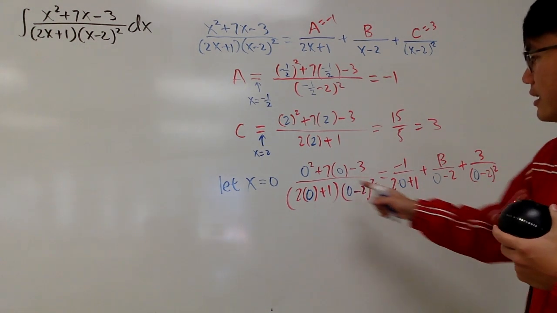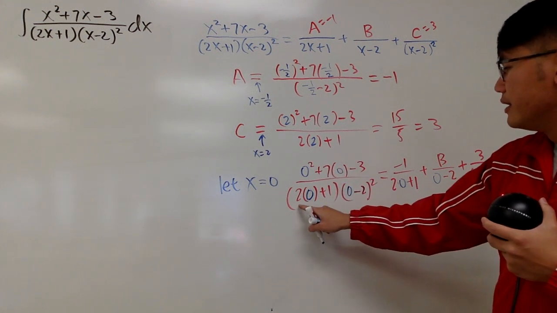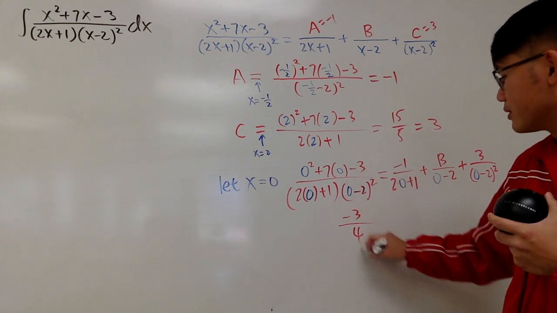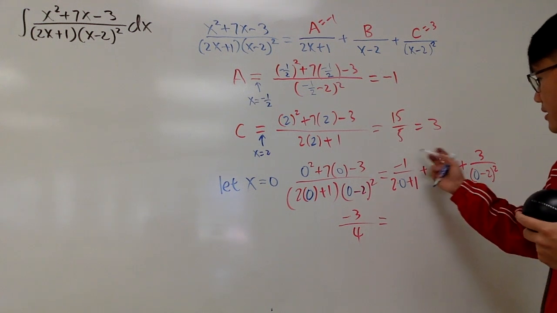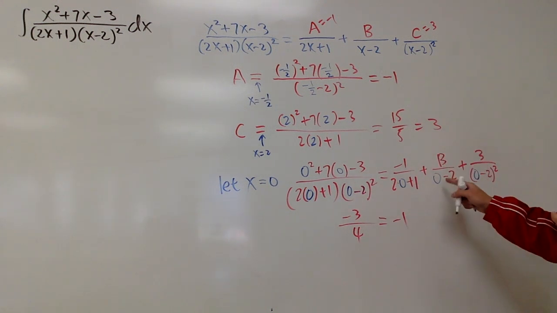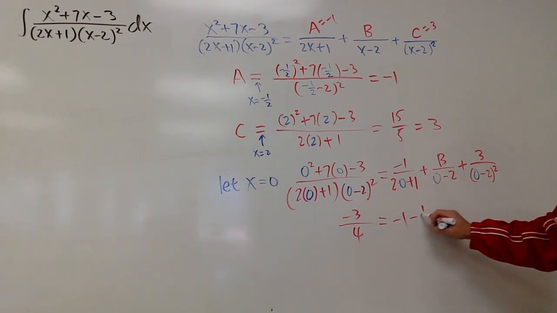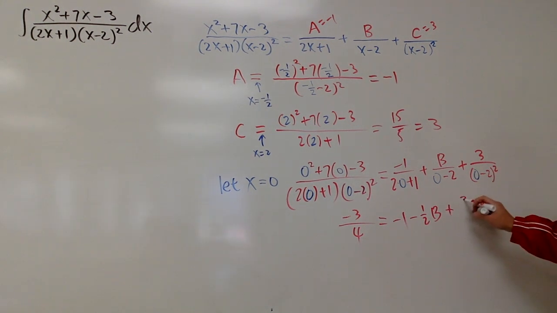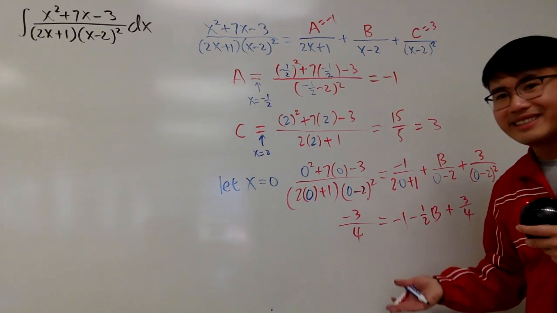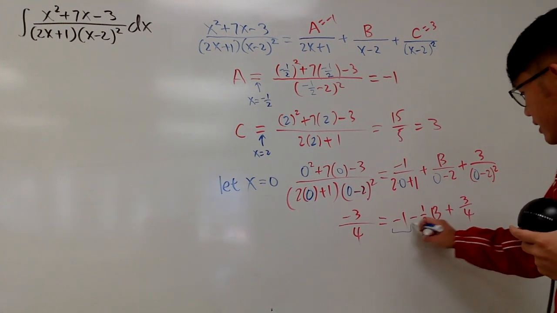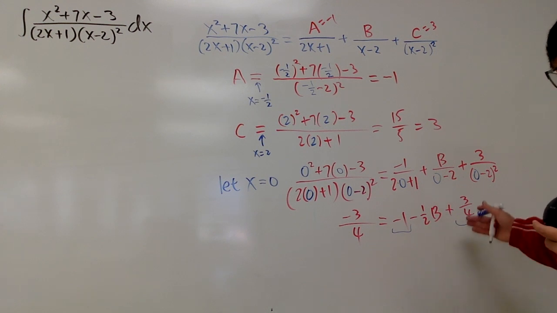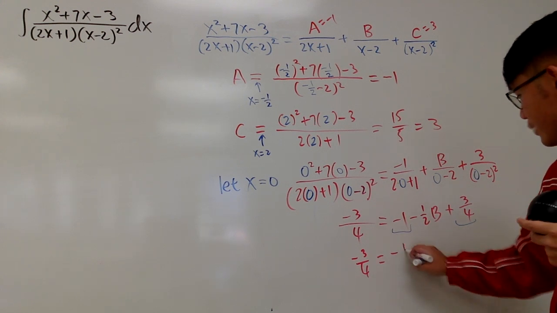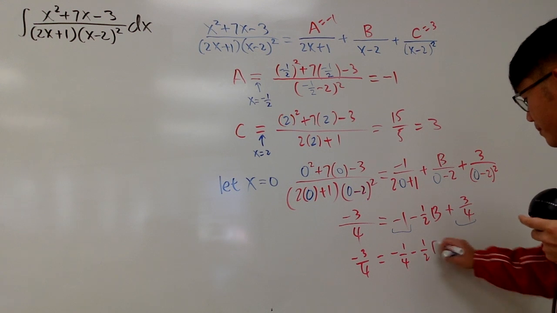All right, now let's see. On the top here is -3 over, this is 1 times 4. So we have just 4. So we have -3 over 4. And then let's see, this is -1. And then this is minus, because this is minus 1/2 B. And then this right here is plus. And check this out, we have 3 over 4 right here as well. And then we are going to do the rest. This and that will give us -1 over 4, right? So that's nice. So we have -3 over 4 equal to -1 over 4 and then minus 1/2 B.